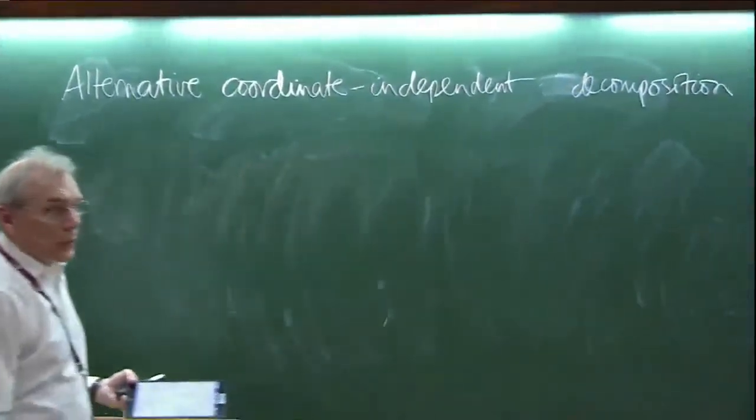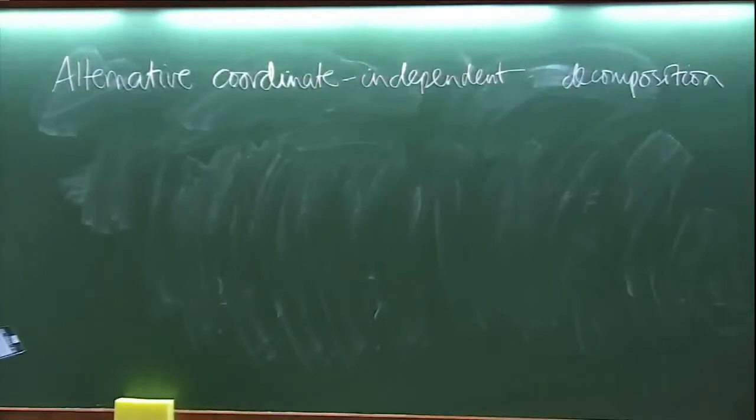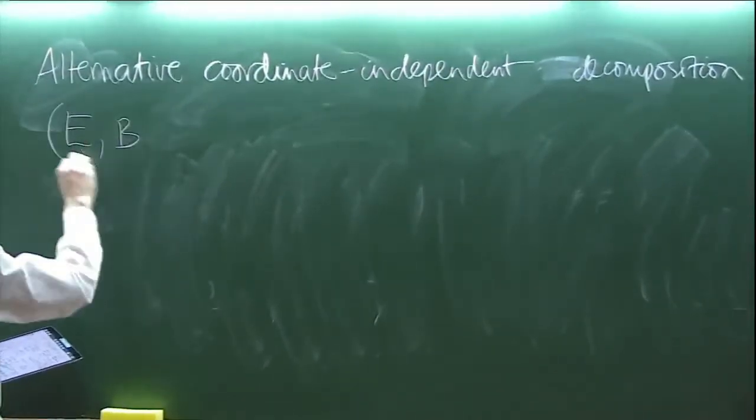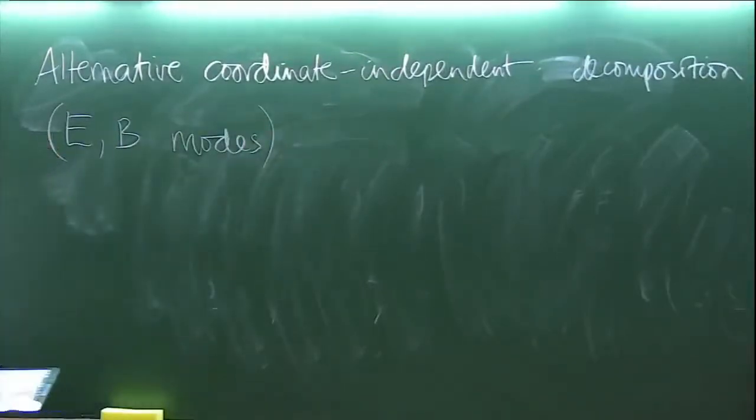So an alternative and quite attractive way to decompose the field is in a coordinate-independent way, into what are called E and B modes. These are also common with the CMB. But I think it's true to say that this was originally derived for lensing rather than the CMB.